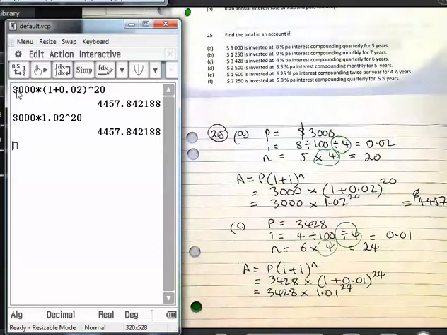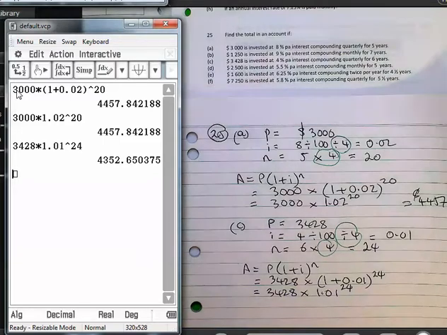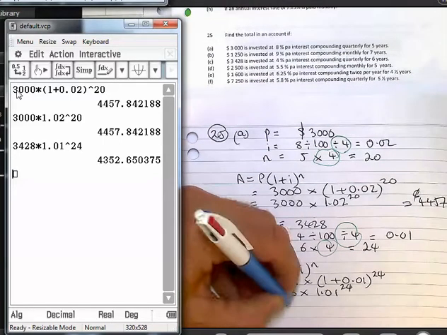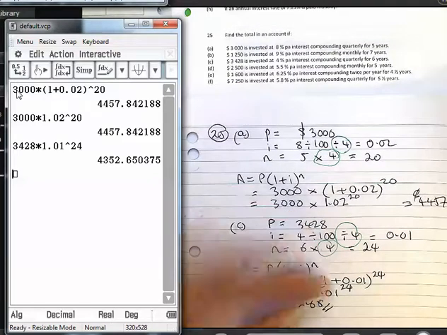So on the calculator, so you get that little raised figure when you use your power key, and that's raised to the power of 24. So in this instance, 4,352.65.